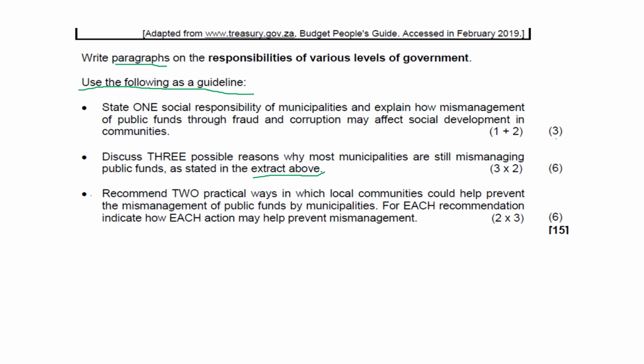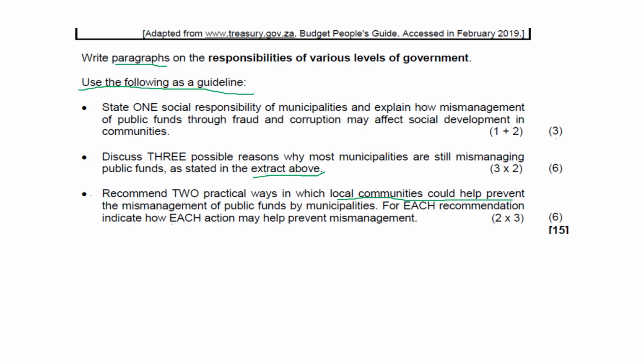Next bullet. Recommend 2 practical ways in which local community could help prevent mismanagement of public funds by municipalities. For each recommendation, indicate how each action may help to prevent the mismanagement. Let's repeat this question again. Recommend 2 practical ways in which local communities should or could help prevent the mismanagement of public funds by municipalities.